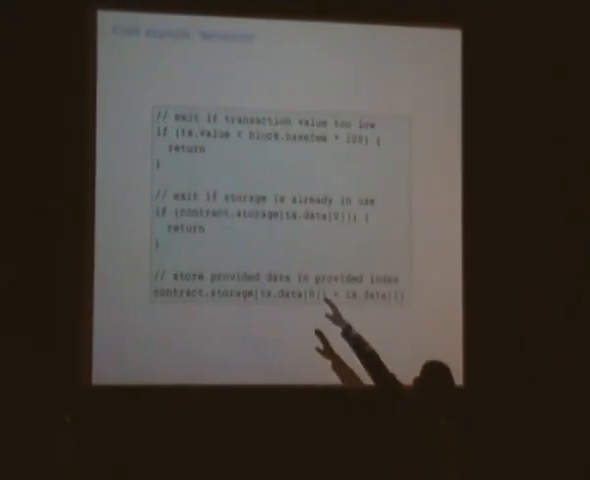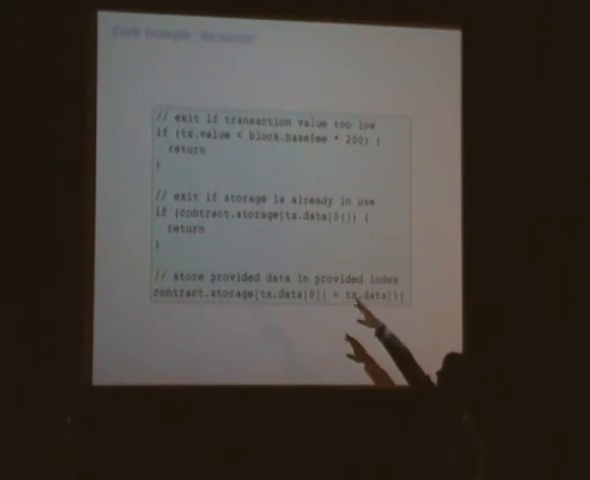So, first of all, we see on the second line that we have a little bit of code saying if tx.value is smaller than block.base fee times 200, return. Now what they're doing with that first little block of code is that they're checking, is there enough ether to run this contract? And if there isn't, just stop right there. Don't continue. Also, has enough money been sent to the contract to run it? And if there hasn't, then why continue? Because then you're just wasting people's computing time.